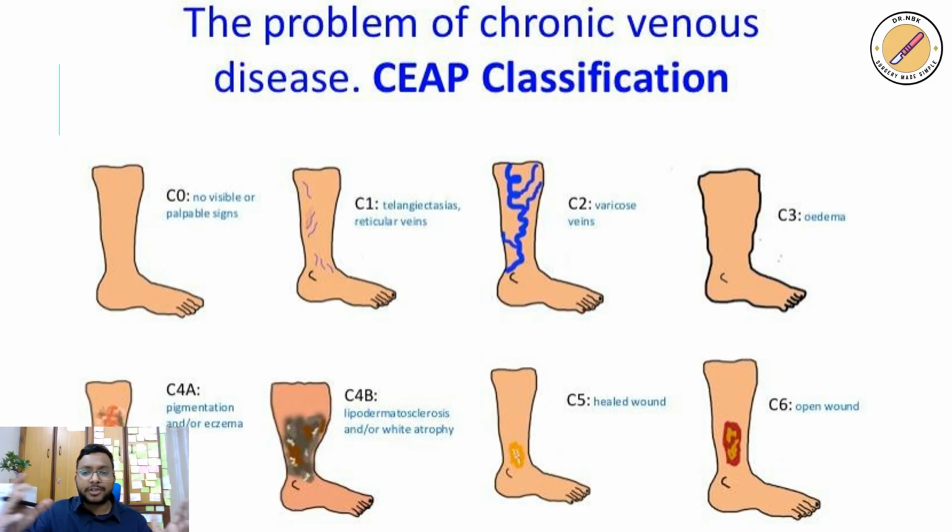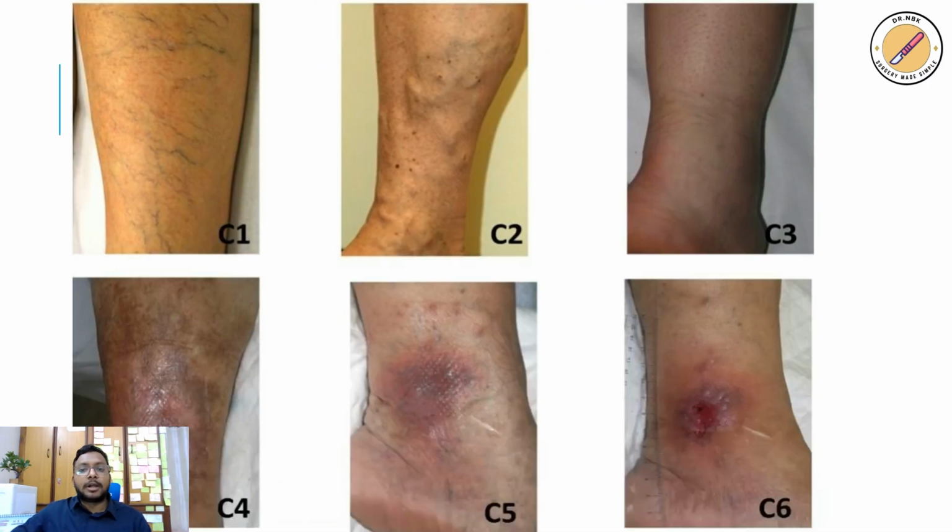Now, this is the pictorial representation of your CEAP classification. C1 is nothing but telangiectasias or reticular veins. C2 is varicose veins. C3 is edema. C4A is pigmentation or eczema. C4B is lipodermatosclerosis. It is nothing but white atrophy. And C5 is healed ulcer. And C6 is open or active venous ulcer. Active venous ulcer. Now, these are just clinical pictures of different stages of the complications of varicose veins.